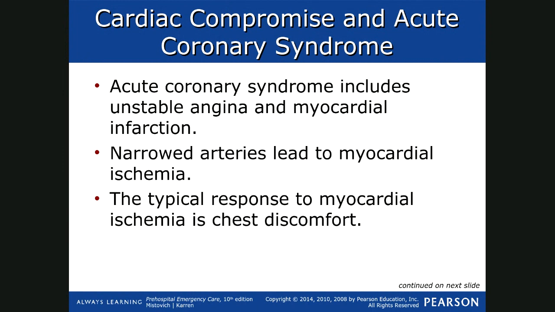Now, acute coronary syndrome includes what's called unstable angina, and angina is nothing more than a mismatch of oxygen supply and oxygen demand in the heart. If your demand and supply are equal, or you have more supply than demand, then you should not be having any kind of chest pain. However, if your demand exceeds the supply of oxygen, then that's when you can have what's called angina.